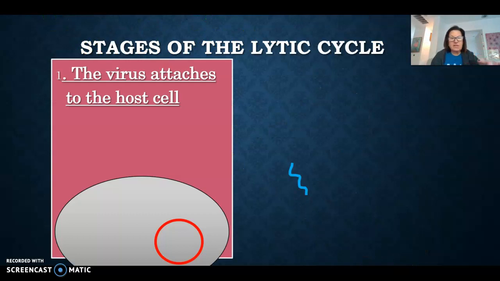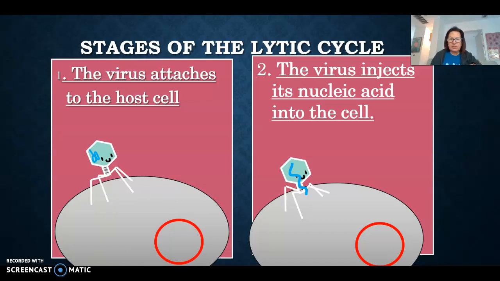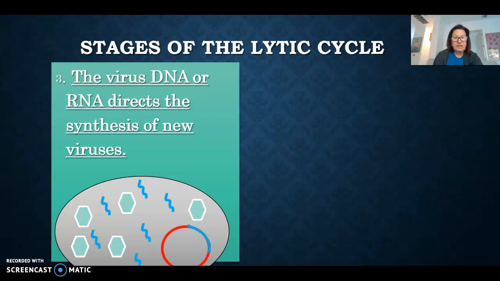So here are the different stages. The virus attaches to the cell, and it's going to inject its DNA into the cell. And then the virus DNA or RNA will direct synthesis of new viruses, meaning it's taking over the DNA to send messages to the ribosomes to make new parts for assembly of this virus.